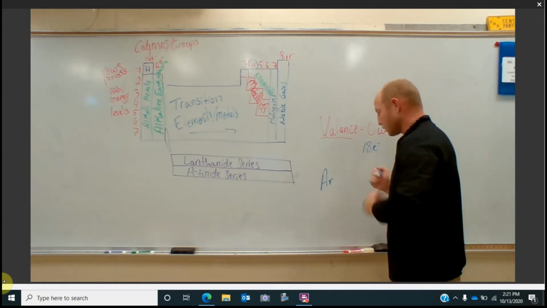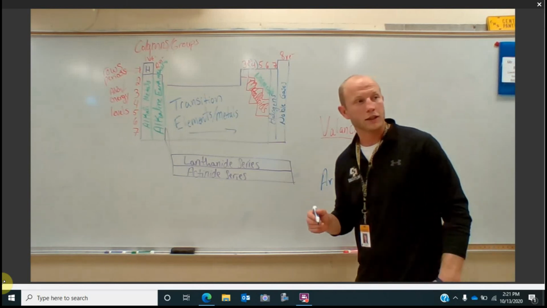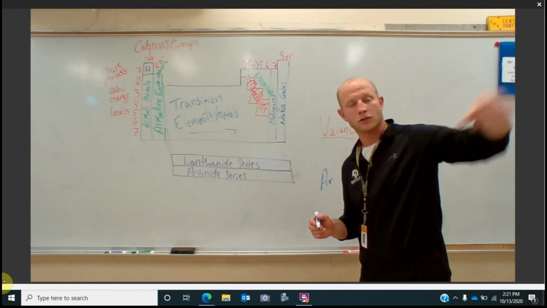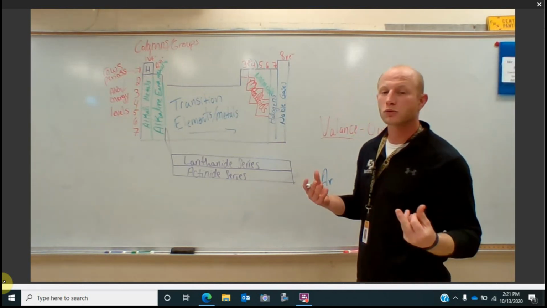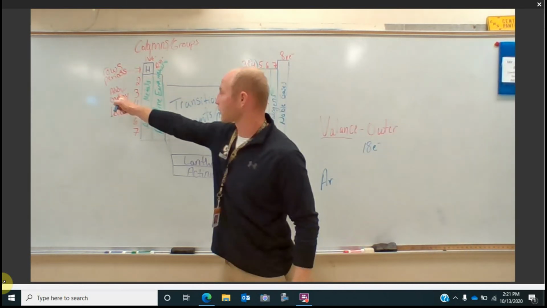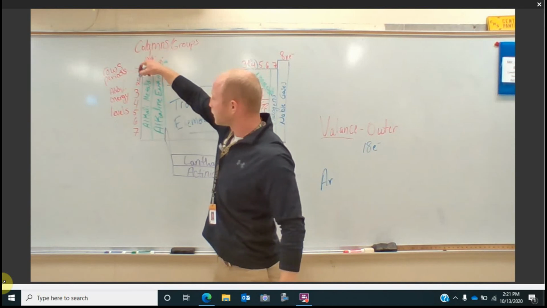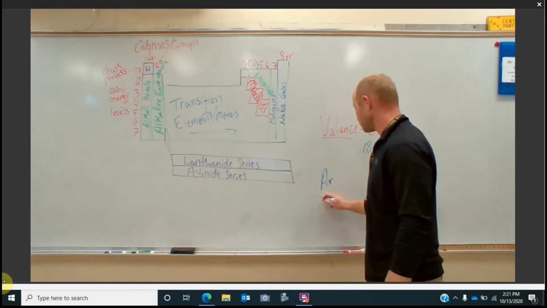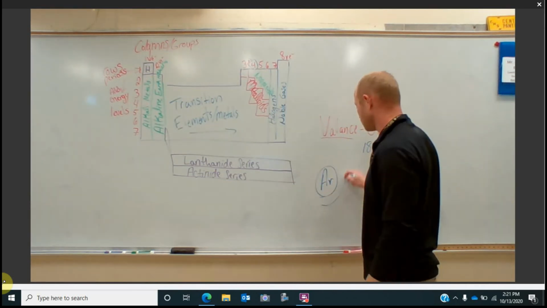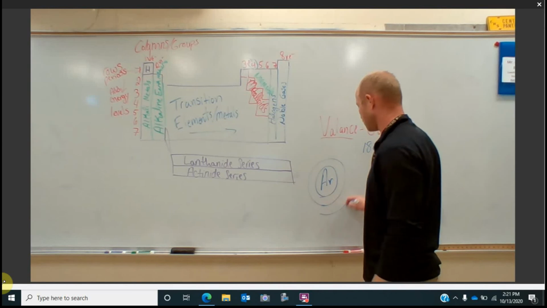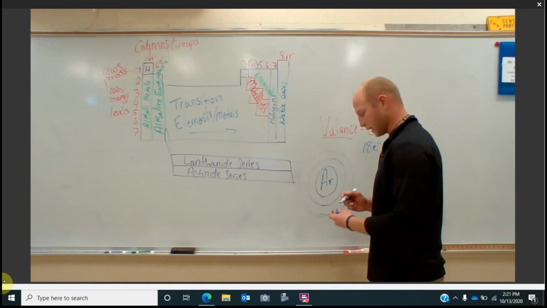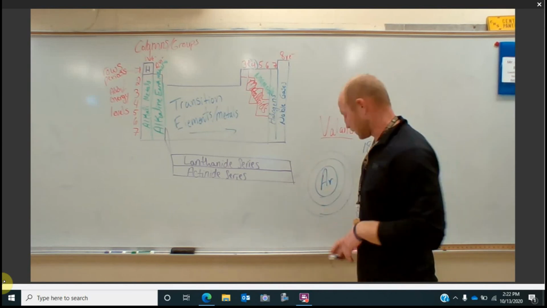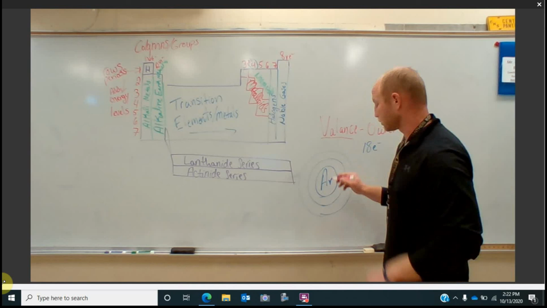So how many energy levels? Well, if I look over here at argon, argon's 1, 2, it's in the 3rd row. So how many energy levels would that be? We're adding energy levels as we go down. So it's in our 3rd energy level. It will have 3 energy levels: 1, 2, and 3. And I know that it has 18 total electrons. So let's go ahead and fill it up.